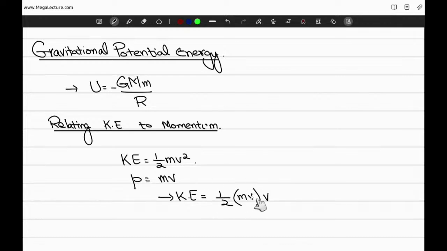So I have half mv and v. These two v would combine again to give you v squared, so this is completely okay. Now, what is mv? mv is simply p, which I can write like this, right? Half times pv, and then you can also write this down in this form, which is p squared over 2m.